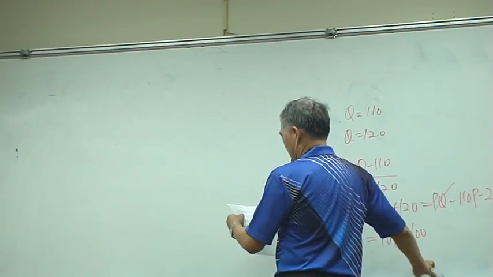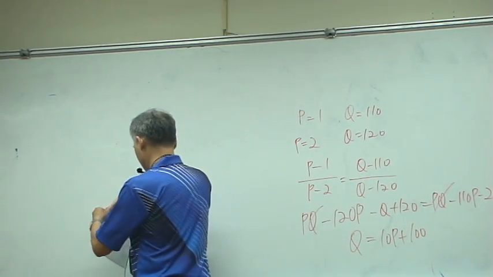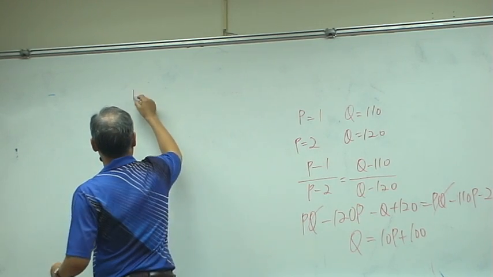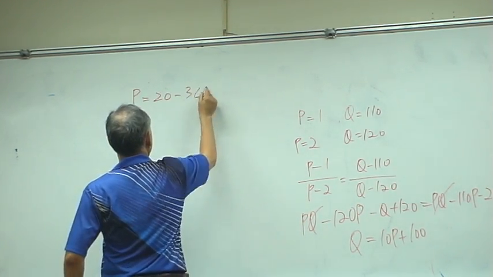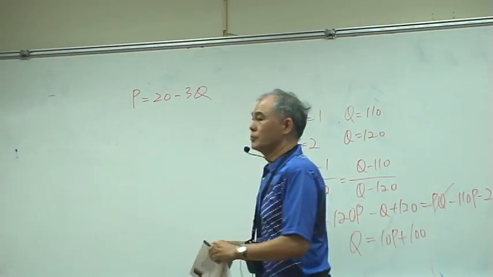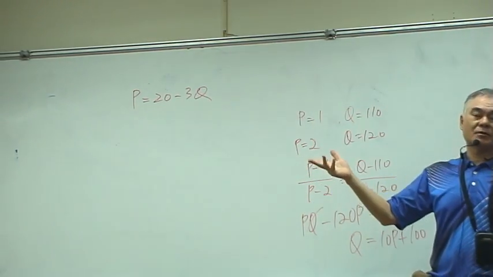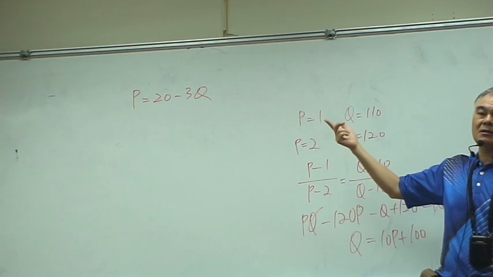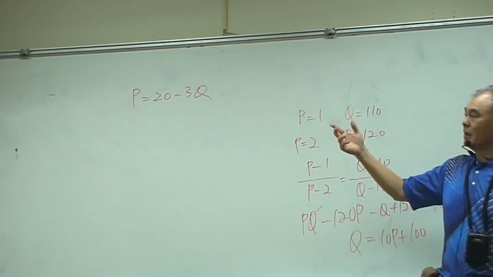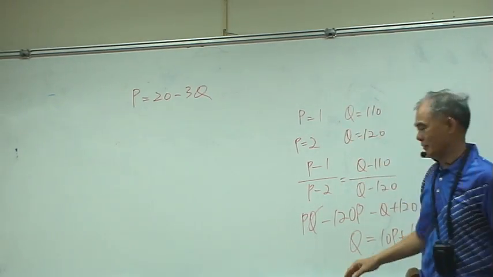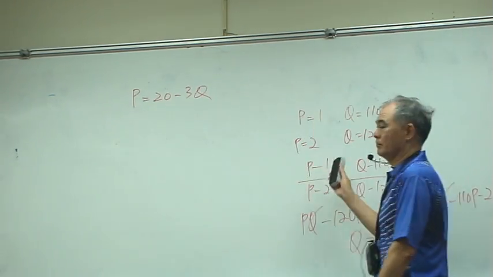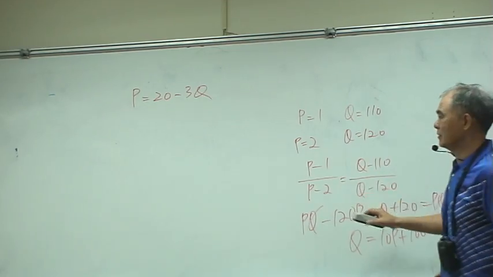So suppose we have a demand curve that looks like this. So P is equal to 20 minus 3Q. Okay. Suppose we have 3 consumers like this. Okay. So this is the individual demand curve. And suppose we have 3 persons like this. Okay. So the reasoning is the same.